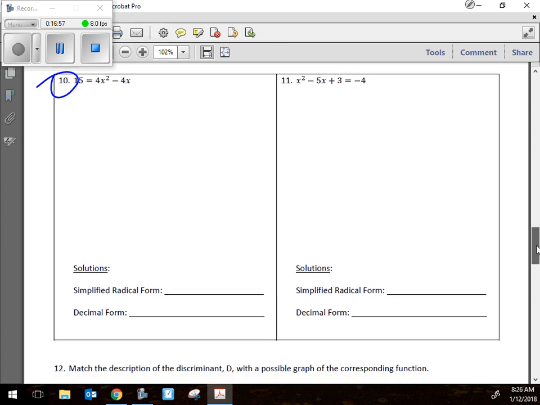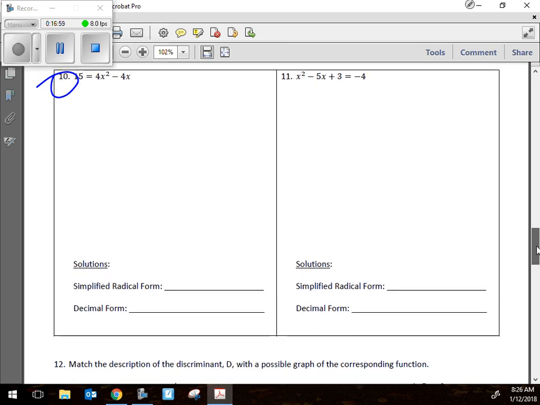Okay, this is the same exact kinds of concepts, number 10 and 11. Number 11 is worth doing because it's different. How is 11 different than the other ones?